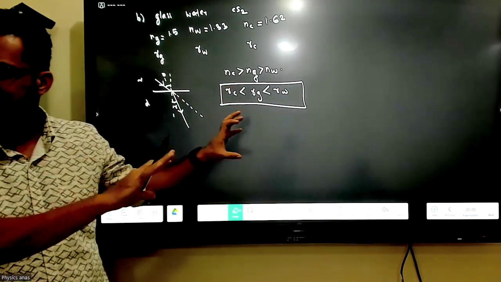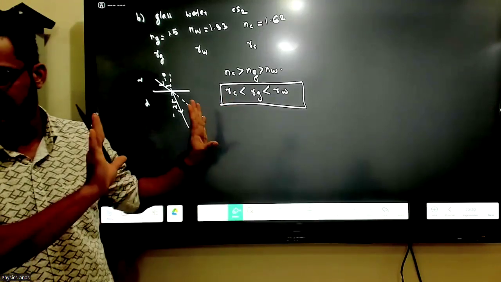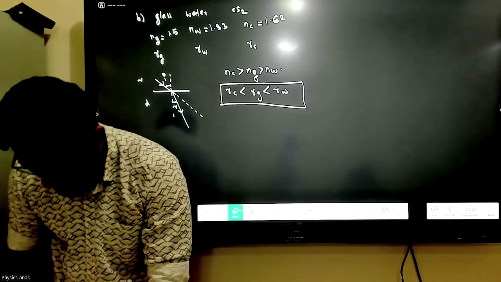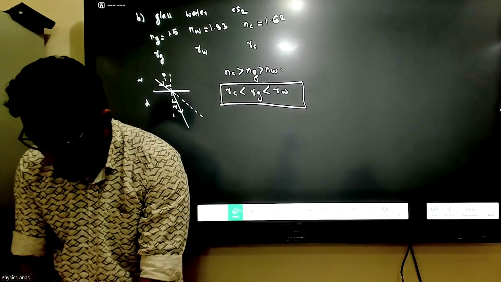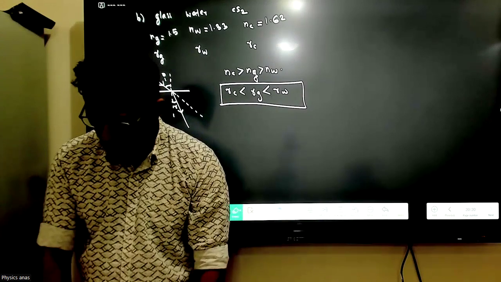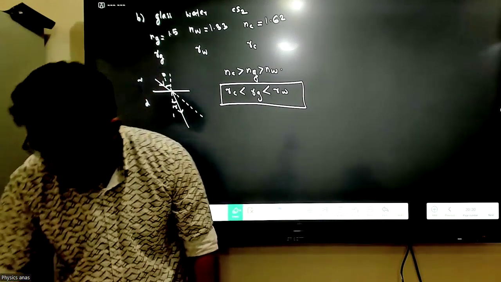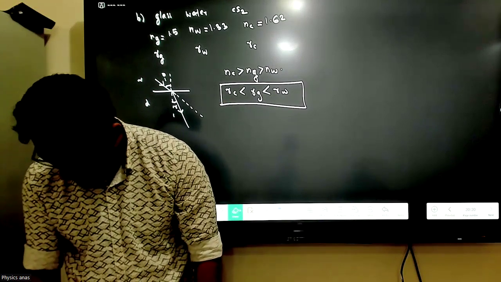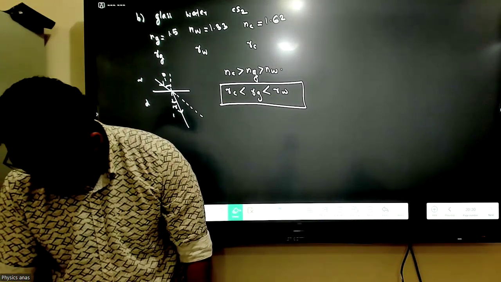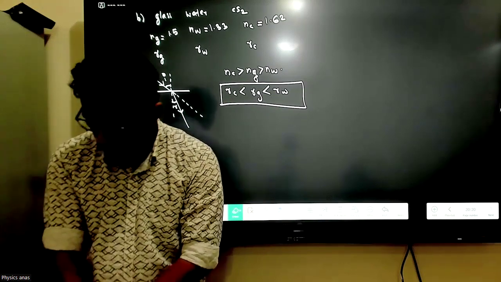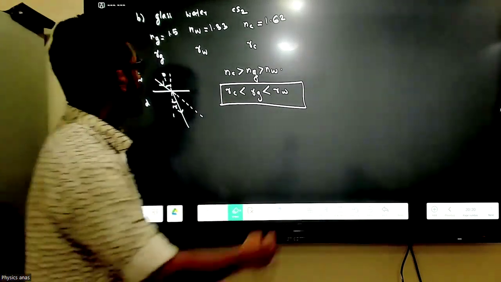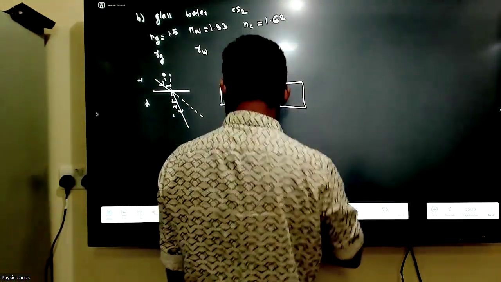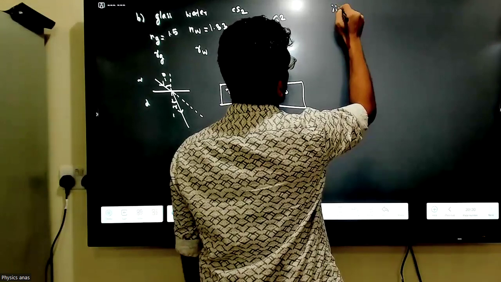Did you understand the idea that I have just conveyed to you? Then look at the next question, question number 3. The speed of light in glass and in water is given. Which one of the two is optically denser and why? That's the question.